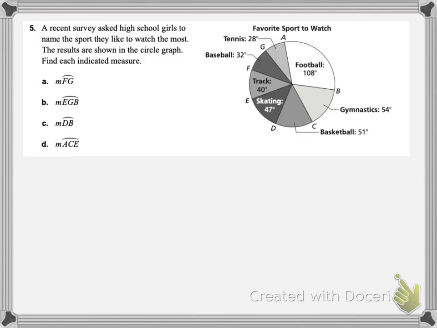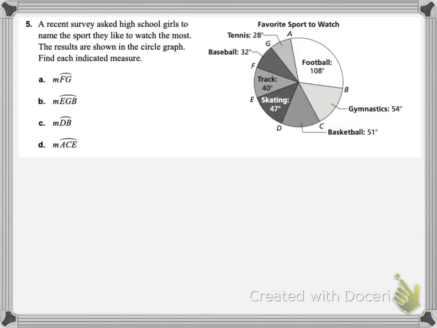A recent survey asked high school girls to name the sport they like to watch the most. The results are shown in the circle graph. Find each indicated measure. This is obviously an inaccurate graph because who's going to say skating and where is volleyball? I say it's very discriminatory against a very wonderful sport. Anyways, we're going to find the measure of each.